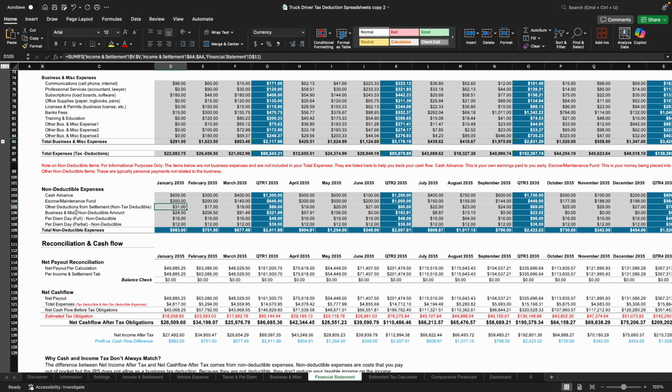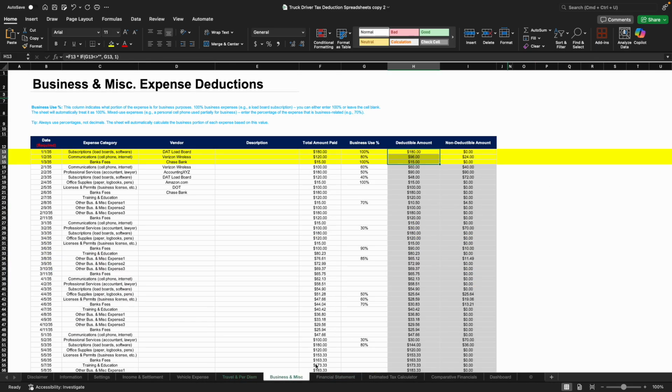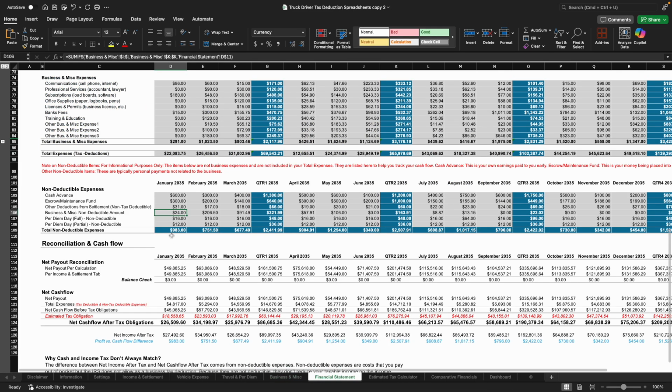And then business and miscellaneous non-deductible. So again, this is probably like if you have a cell phone and you use 10% or 20% of it, and that is non-deductible because it's for personal use. It's nothing related to business expense. So let's go there. As you can see here, these are non-deductible, like the cell phone again, right? You pay 120 and you use 80% of it for your business. So the other 20% is non-deductible because it's for personal use. So that's why only $24 went here.